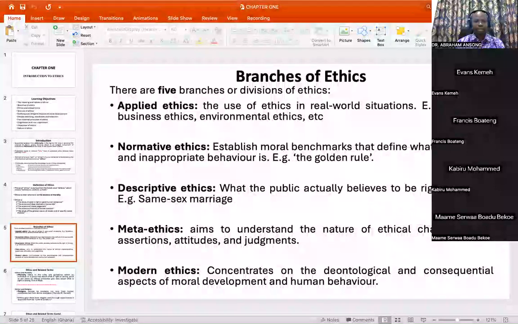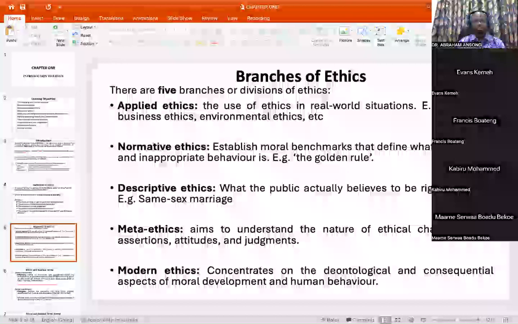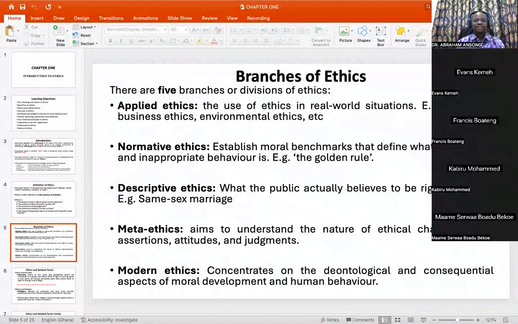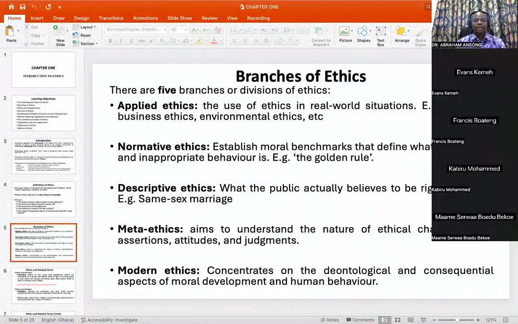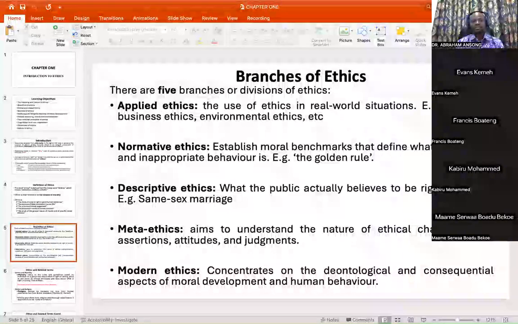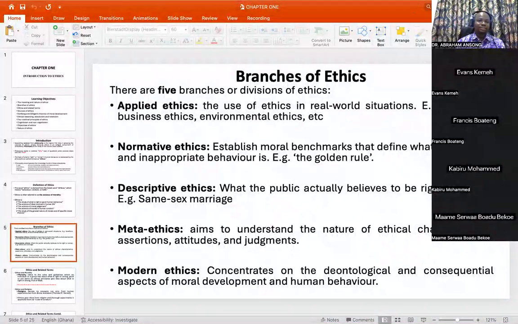Okay. Then we have the fourth type or branch of ethics known as meta-ethics. Okay, so meta-ethics is where we now want to analyze or question our own ethical judgments and beliefs. So whatever you claim to be right, in meta-ethics, you want to question whether your basis for saying something is right is actually right, or your basis for saying something is wrong is actually wrong. All right, so it aims to understand the nature of ethical characteristics, assertions, attitudes, and judgments. So you might have held a particular position, yeah, that heterosexual sex is the best. And if somebody doesn't behave that way, that person deserves to be killed.